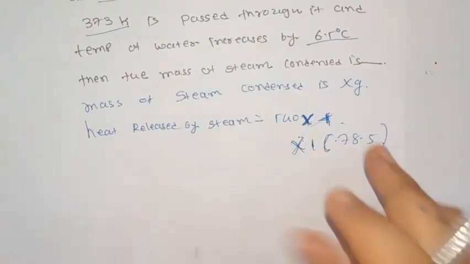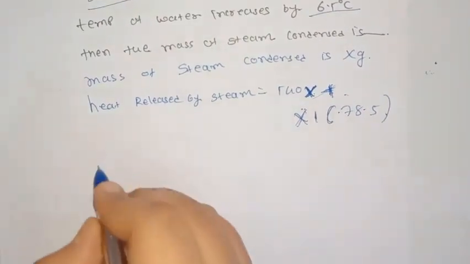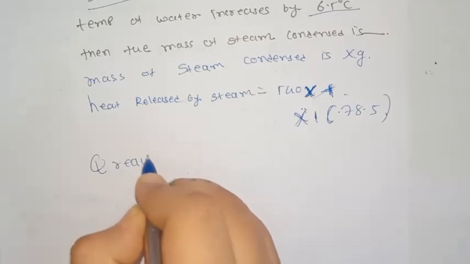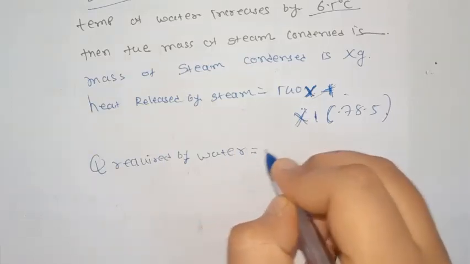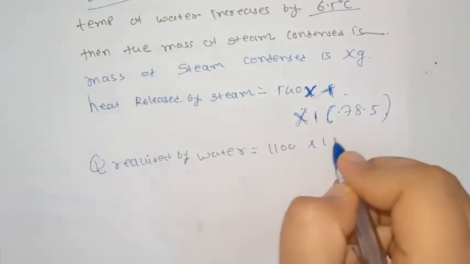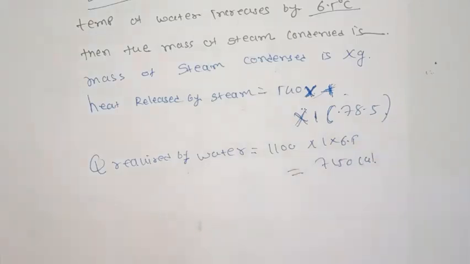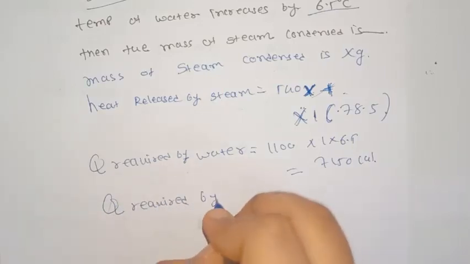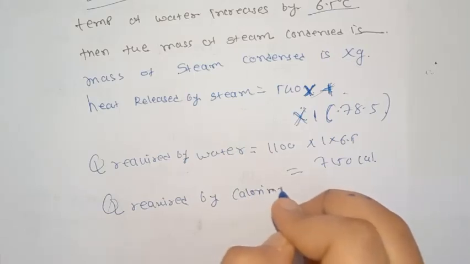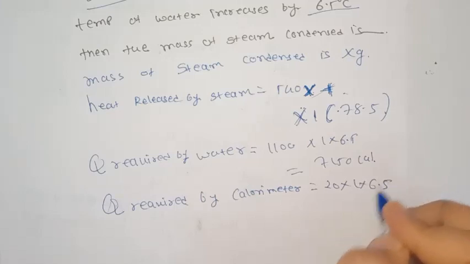Now this much amount of heat will go into water as well as the calorimeter. So Q required by water is equal to 1100 into 1 into 6.5, that is 7150 calorie, and the heat energy required by the calorimeter is equal to 20 into 1 into 6.5, that is 130 calorie.